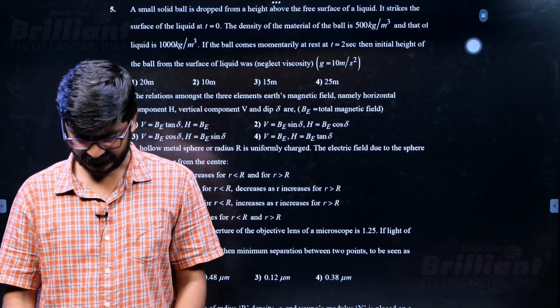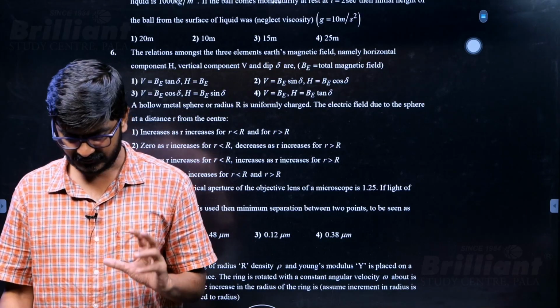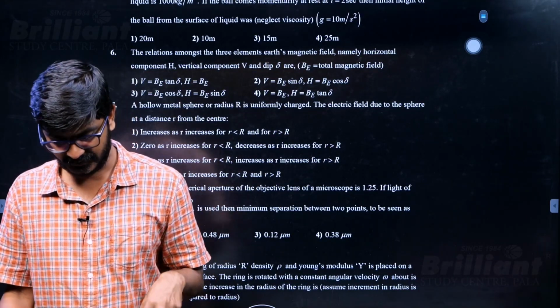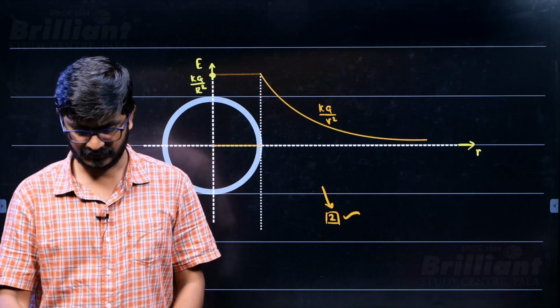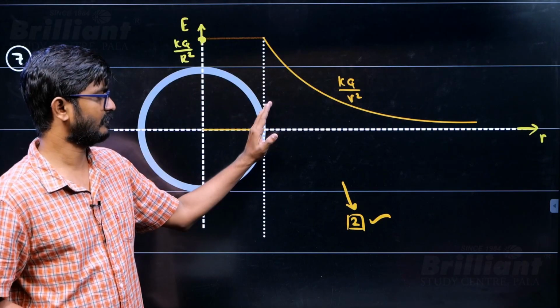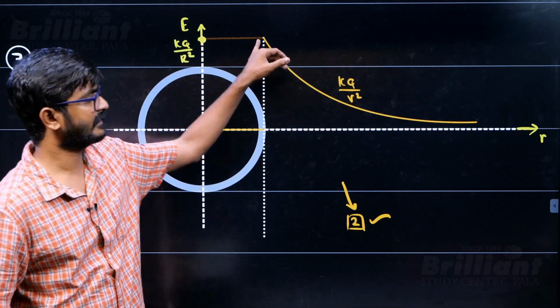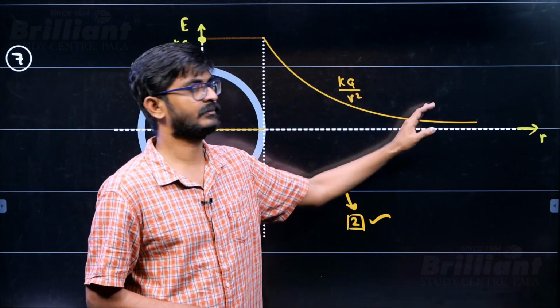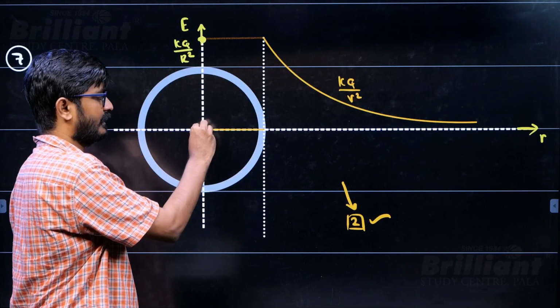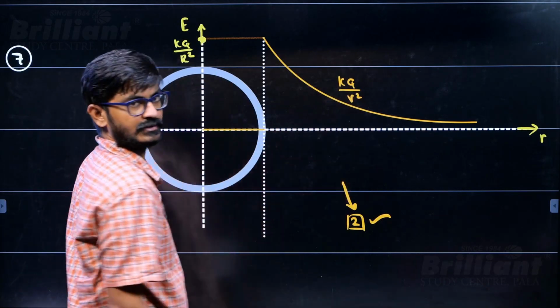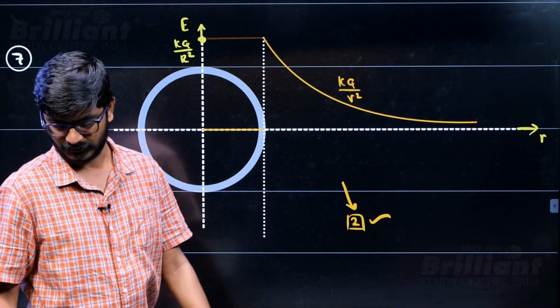A hollow metal sphere of radius R is uniformly charged. The electric field due to this sphere at a distance r. Now for a hollow sphere, the field inside will be 0. But on the surface it will be kq by capital R square. Thereafter it will reduce inversely. For outside points you will feel it like a point charge, so kq by r square, inversely proportional to r square.